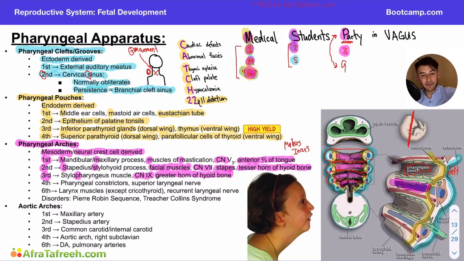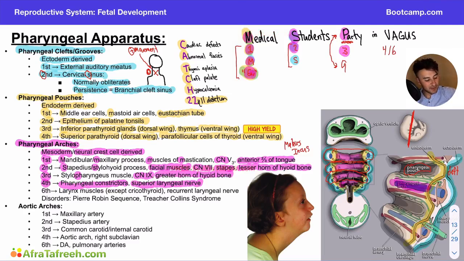Now that we've gotten a little further down our apparatus, it's time to add in our 4 and our 6. So you will see that 4 and 6 correspond to the vagus part of our mnemonic. And let's go over some of those structures. So when it comes to our fourth arch, this is going to create the pharyngeal constrictors as well as this superior laryngeal nerve. And you'll remember that the superior laryngeal nerve is a portion of our vagus nerve, which is why it belongs to that 4/6 category of vagus.